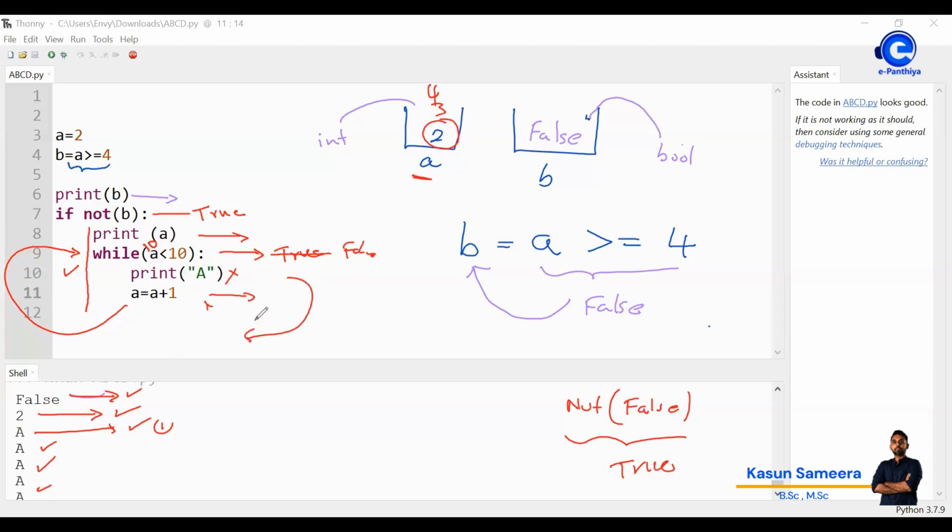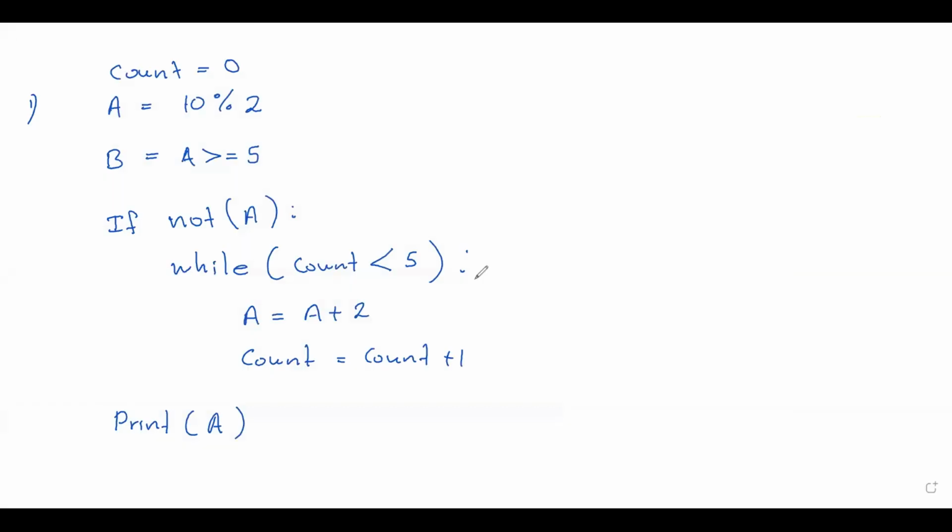So when A equals 10, it will print 8 times from 2 to 9. Okay. Is there any issue with this program? If you can understand this program, you can find the answers, the program on the whiteboard as well. Here, find the answers.